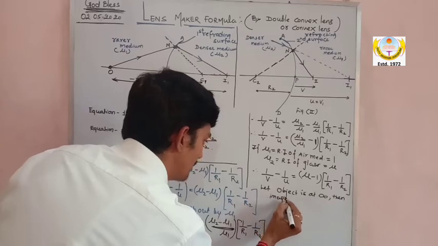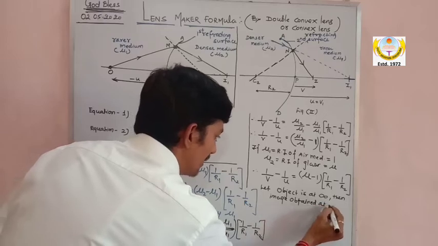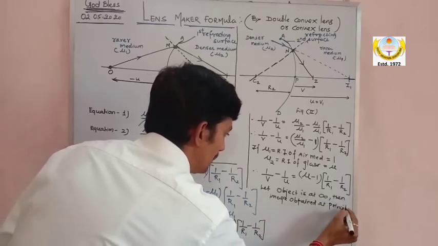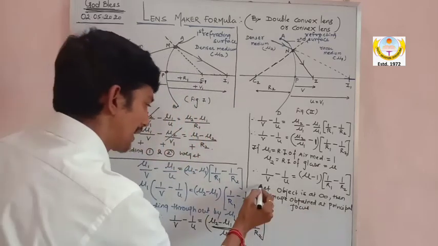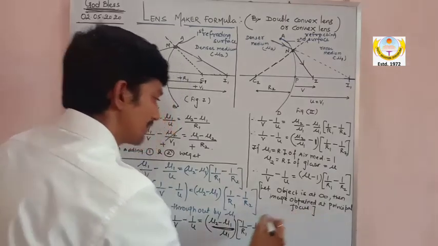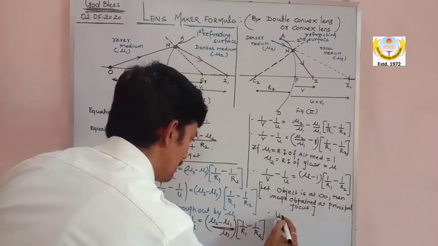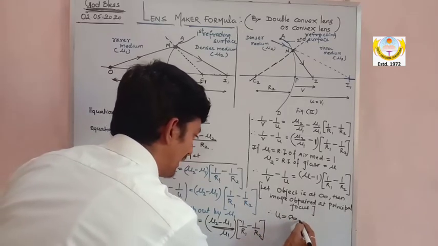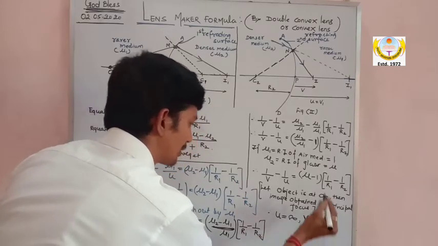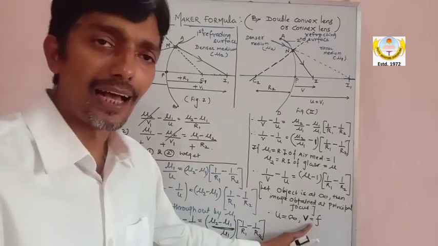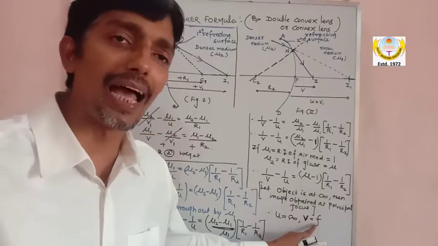image obtained at principal focus. Please make sure of this: the object is at infinity. Therefore, what is the meaning of this? u is equal to infinity. At that time, my dear, the image v is obtained at focus. I hope it is clear. So when u is equal to infinity, v is equal to f.